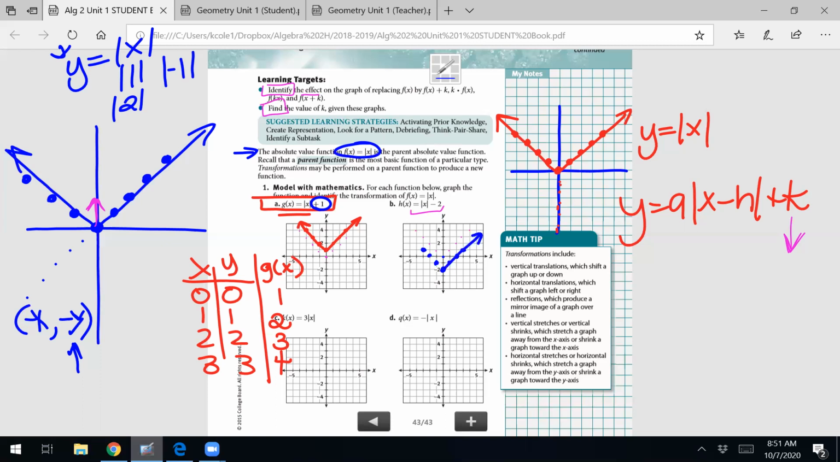So here we go again. K. That's what we just dealt with. If it's +1, it goes up 1. If it's +100, it goes up 100. If it's -2, it goes down 2. If it's -10, it goes down 10. So what is K's job?